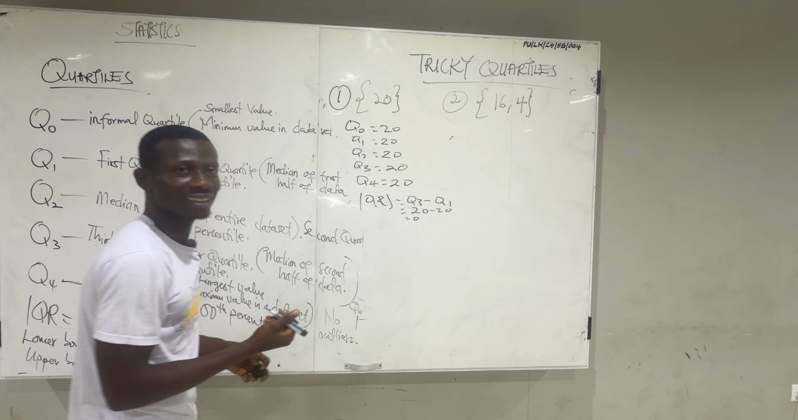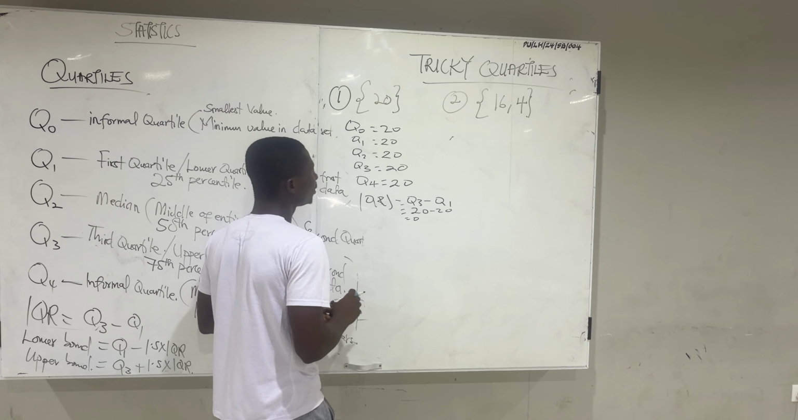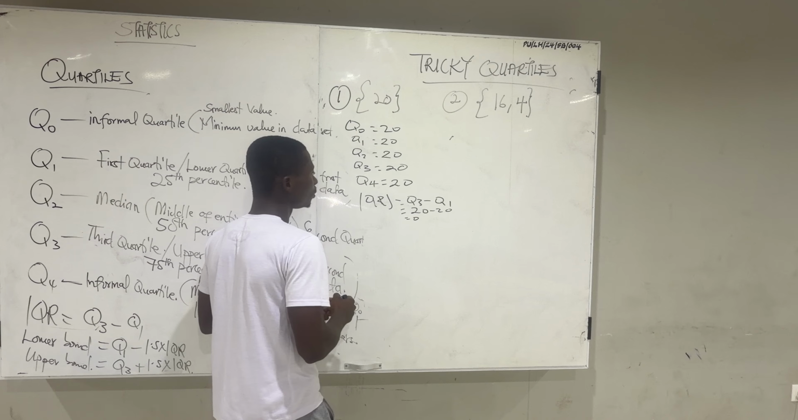You have upper then lower bound. Okay, upper bound and lower bound. The lower bound will be equal to Q1 minus 1.5 times the interquartile range, yeah. And the upper bound Q3 plus 1.5 times the interquartile range.